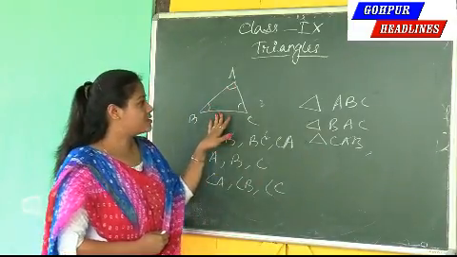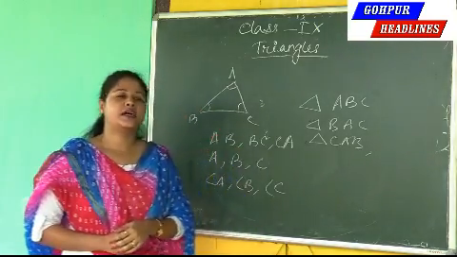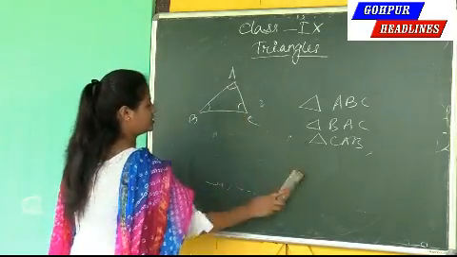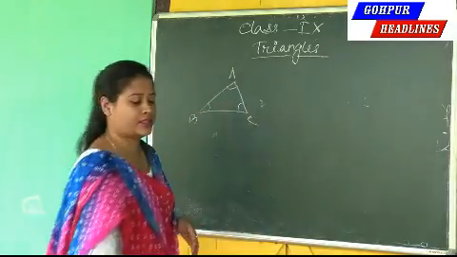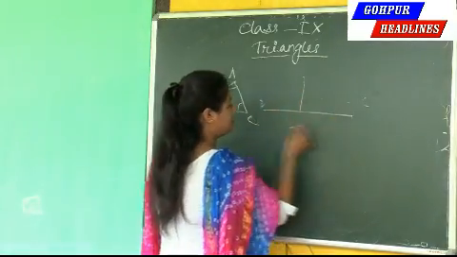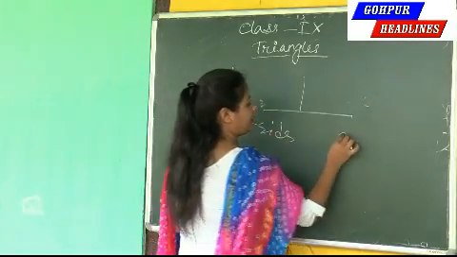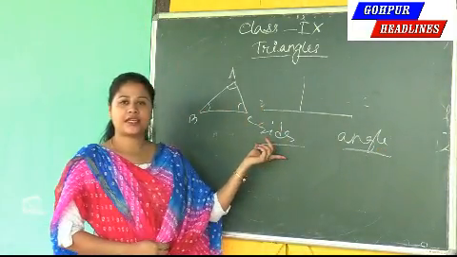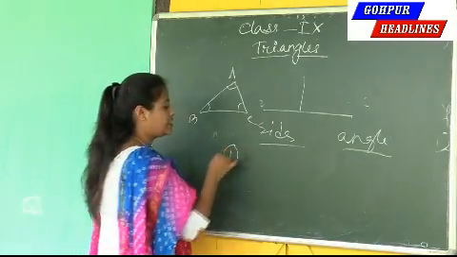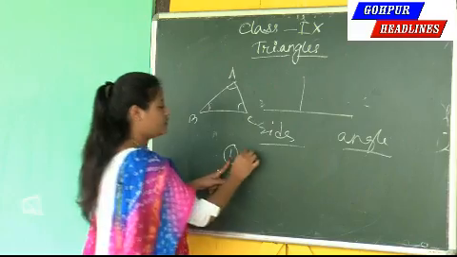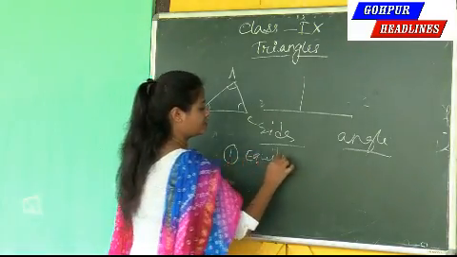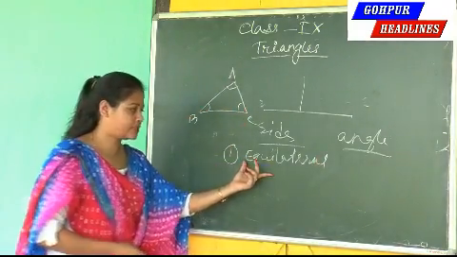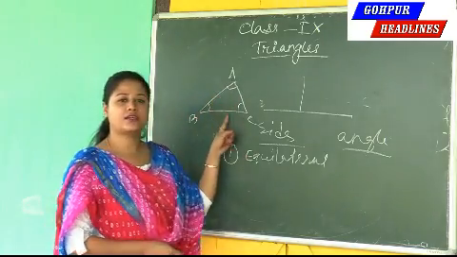The next one is, what are the types of triangles? Triangles are of 3 types on the basis of angles and sides. There are 3 types on the basis of what? Sides and angles. In case of sides, there are 3 triangles. One is the equilateral triangle, where all the sides are equal. That means all these 3 sides are equal.